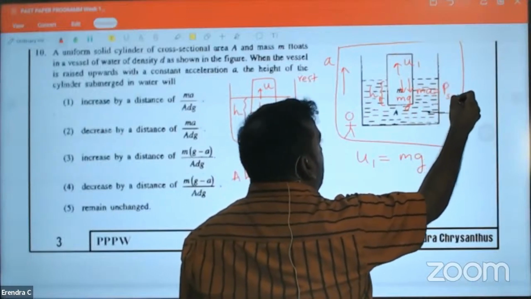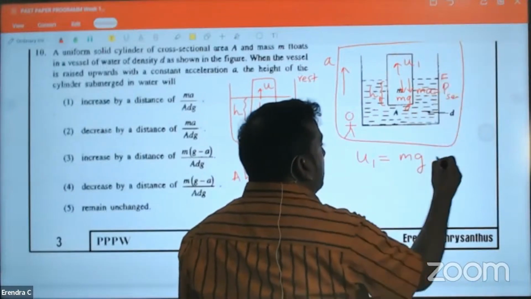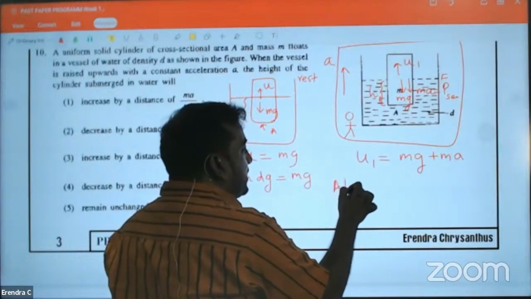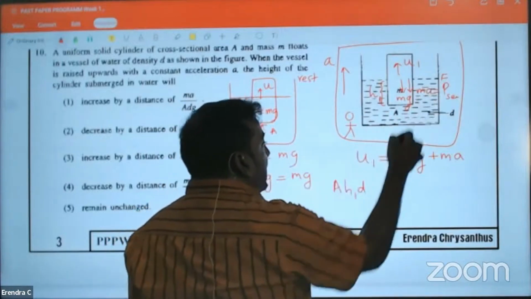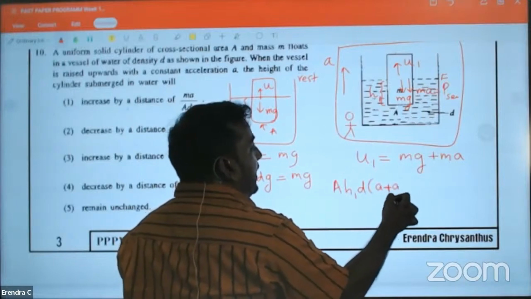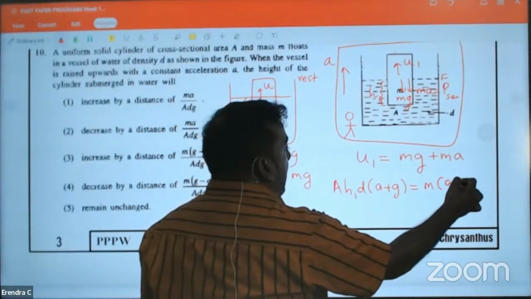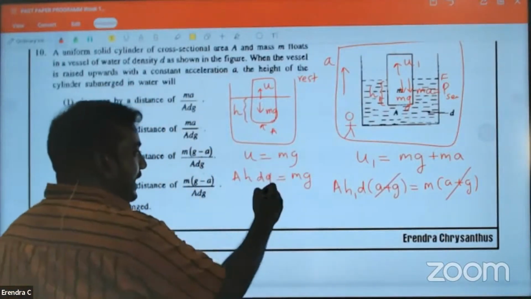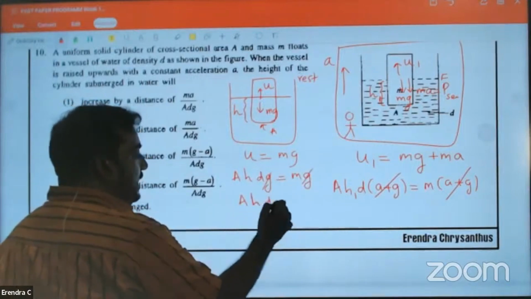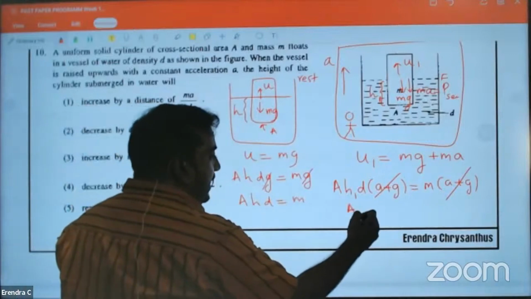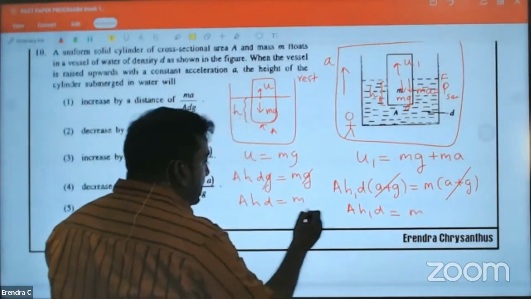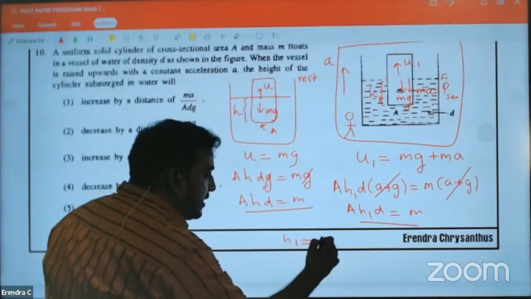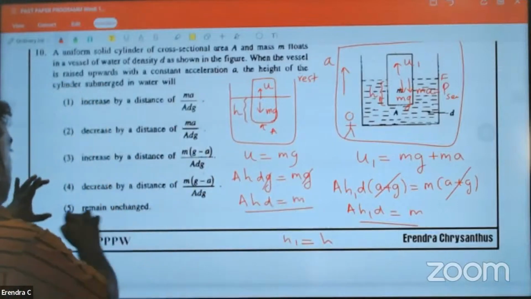Pseudo force acting downwards plus MA. What is your upthrust? A h1 d. What is your resultant acceleration? A plus g. Take M out, A plus g. A plus g cancel off. A h d equals M. Here A h1 d equals M. This and this are both the same. A d same, so h1 is equal to h. Submerged height remains unchanged.